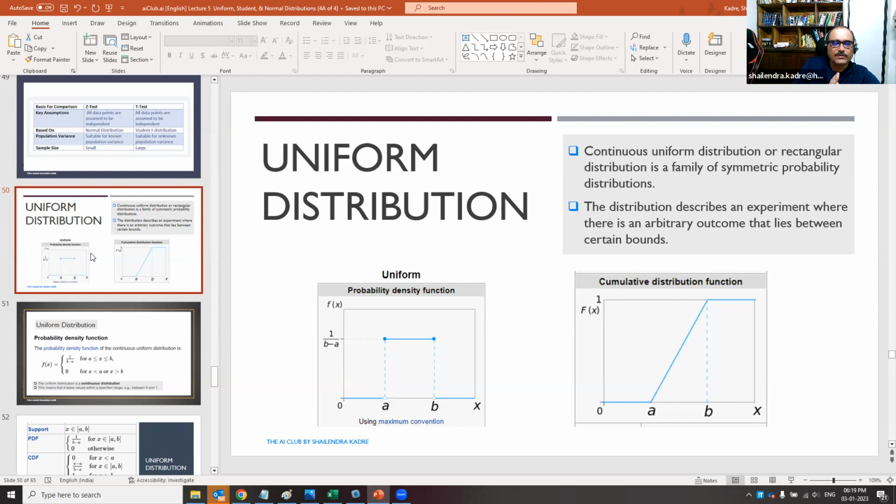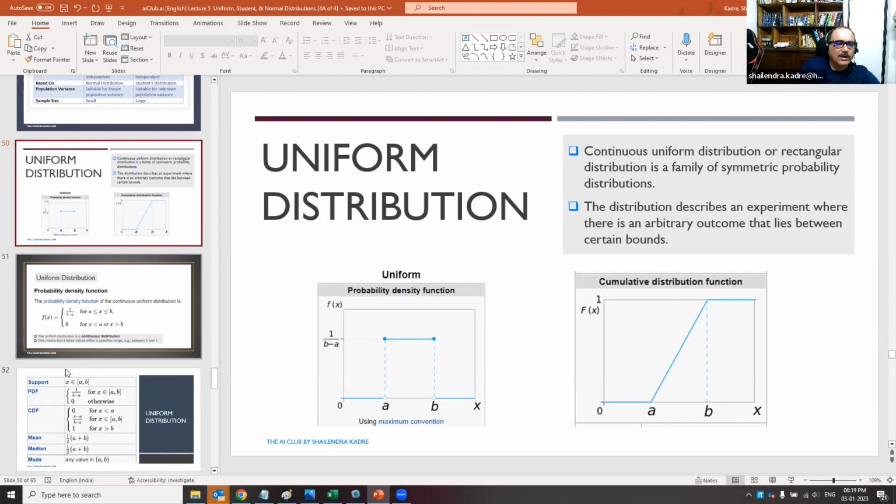So the three distributions which we have studied so far, normal distribution, another name for which is Gaussian distribution, and the famous bell curve, which is called the Gaussian curve, then the student T distribution, and the uniform distribution, are all continuous distributions. So they are for continuous numbers. We'll study some distributions for discrete variables in the next class.